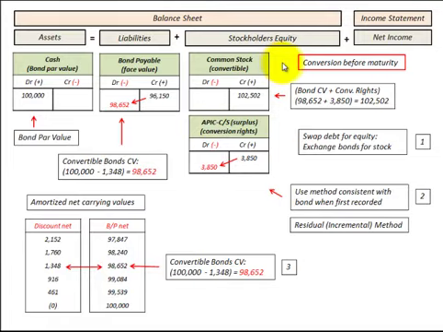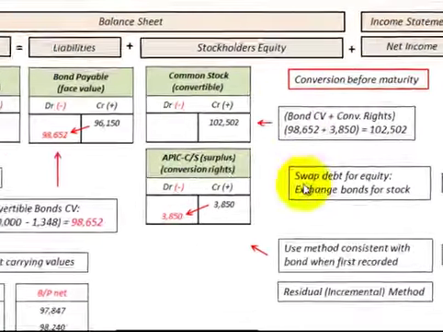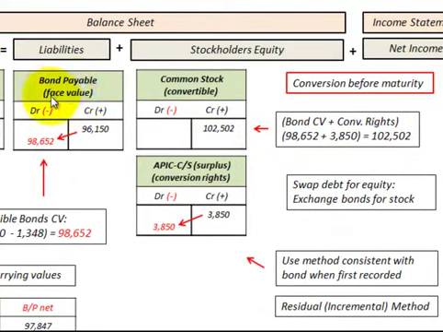Okay, let's look at a conversion before maturity of these convertible bonds. So what we're doing here is swapping this debt for equity. We're going to exchange these bonds for stock. And what we have to use is a method consistent with when the bonds were first recorded. And that was our residual or incremental method.